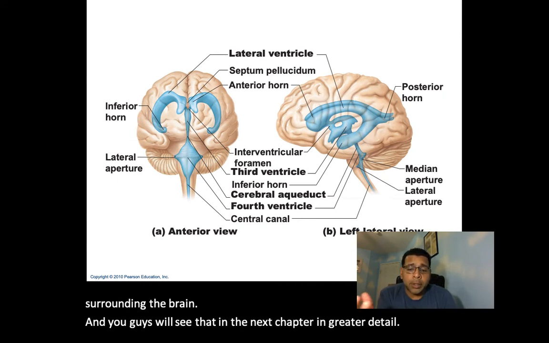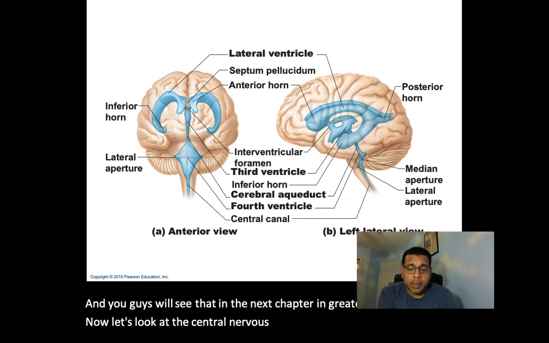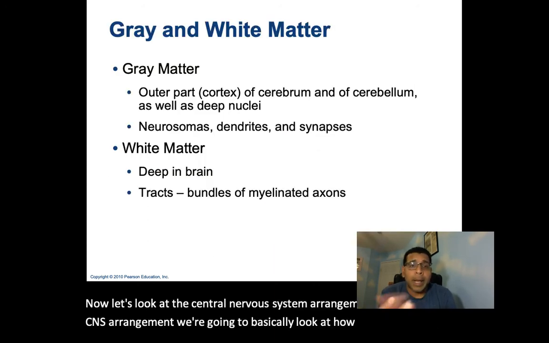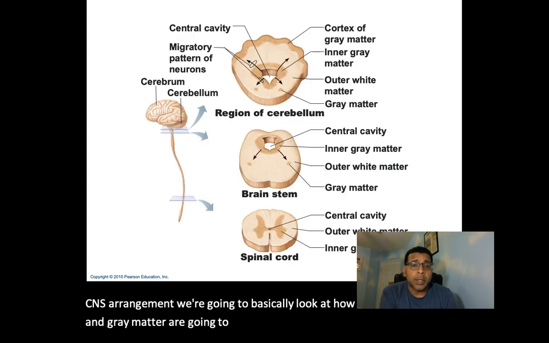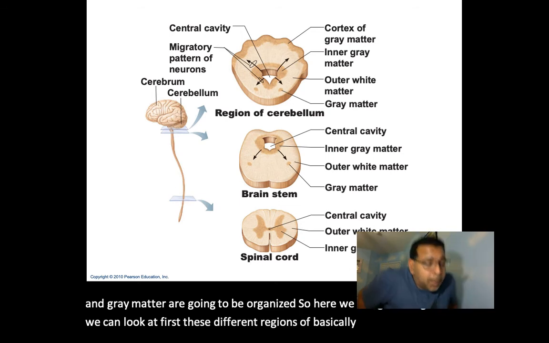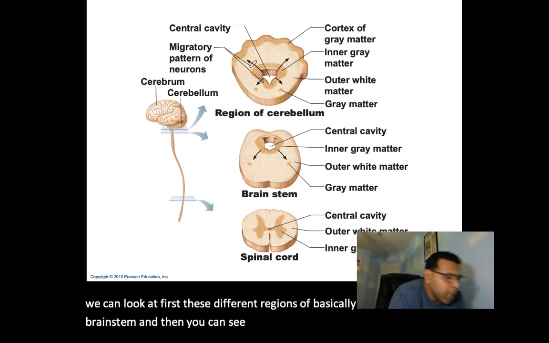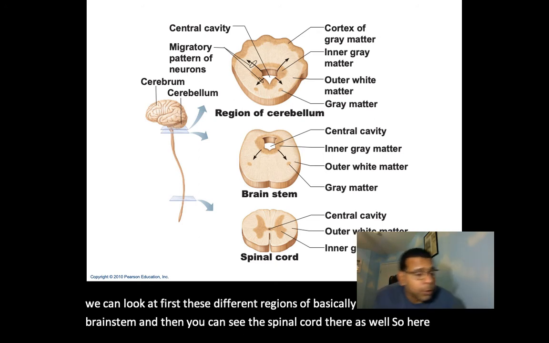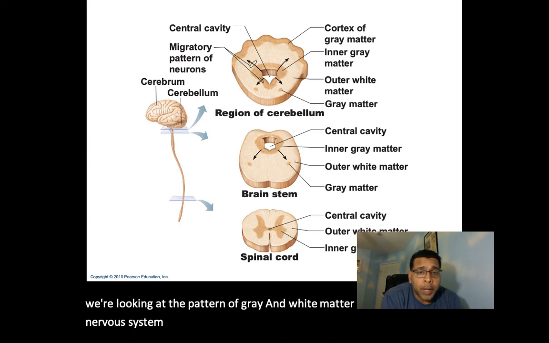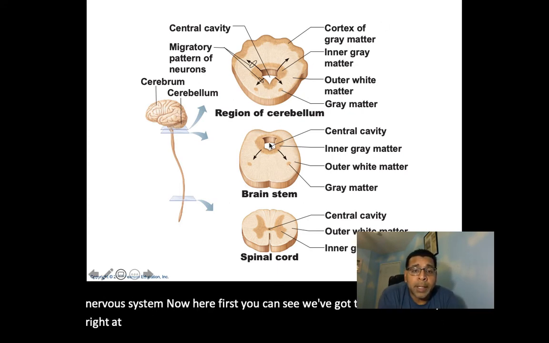Now let's look at the central nervous system arrangement. We're going to look at how the white matter and gray matter are organized. Here we can look at the different regions of the cerebellum, the brainstem, and the spinal cord as well. Now we're looking at the pattern of gray and white matter in the central nervous system. First, you can see the central cavity right at the center, a fluid-filled space. We've talked about that and checked that out.